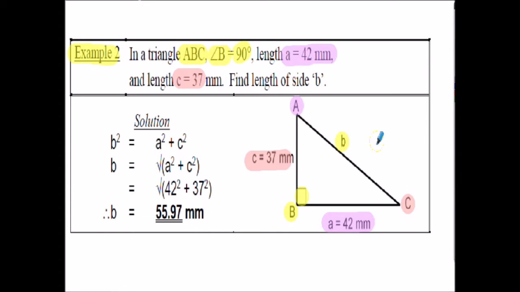So writing Pythagoras' theorem for this triangle, we would write B squared is equal to A squared plus C squared. And because we're trying to find in the question side length B, then I would simply square root both sides, so B in this case is equal to the square root of A squared plus C squared. Putting the numerical values of A and C into the equation and evaluating, hypotenuse side is 55.97 millimeters long. That's a very straightforward approach to applying Pythagoras' theorem.